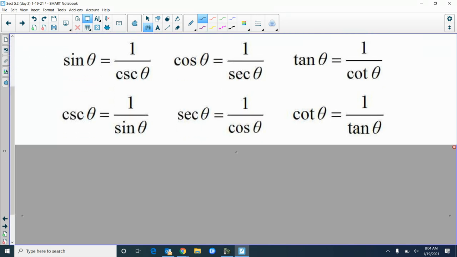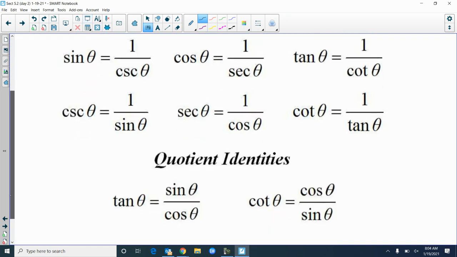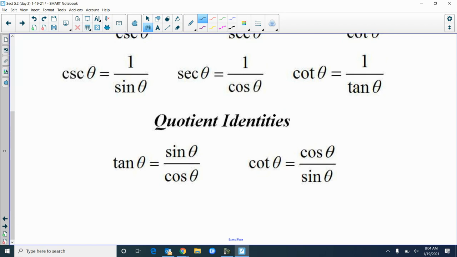All right, now, I tend to forget you guys haven't seen this yet, or I don't think you have. Tangent of theta is equivalent to sine of theta divided by cosine of theta. And cotangent of theta is equal to cosine divided by sine. These are extremely important as we kind of move forward.